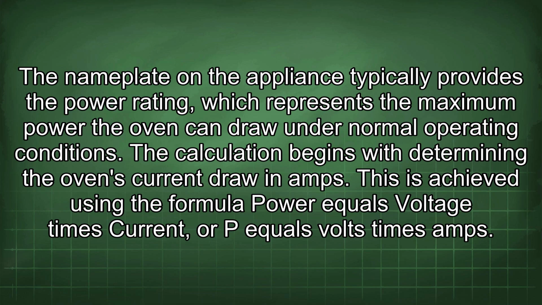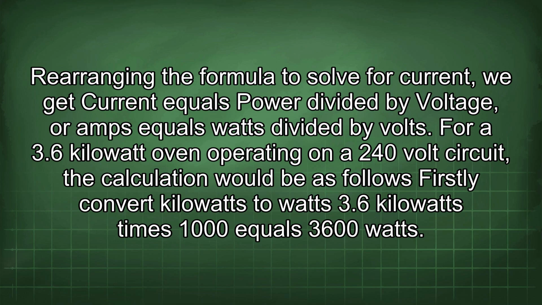The calculation begins with determining the oven's current draw in amps. This is achieved using the formula power equals voltage times current, or P equals volts times amps. Rearranging the formula to solve for current, we get current equals power divided by voltage, or amps equals watts divided by volts. For a 3.6 kilowatt oven operating on a 240 volt circuit, the calculation would be as follows.